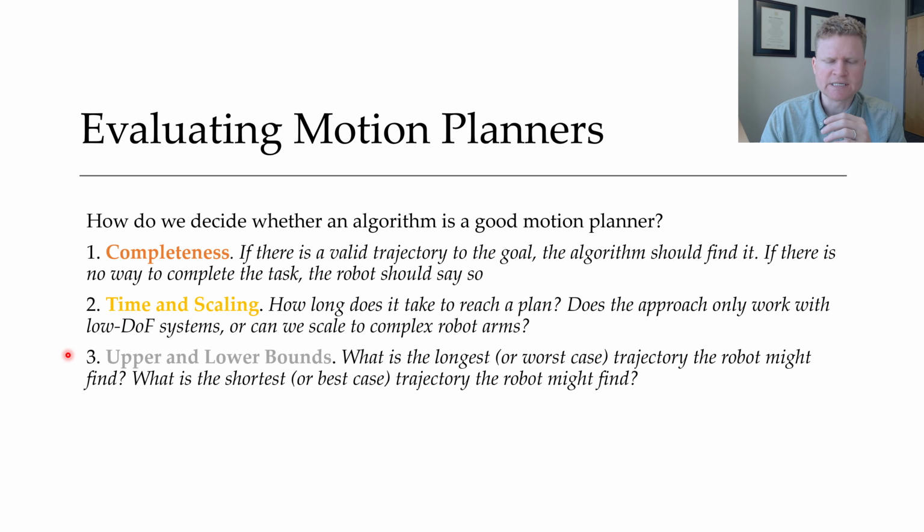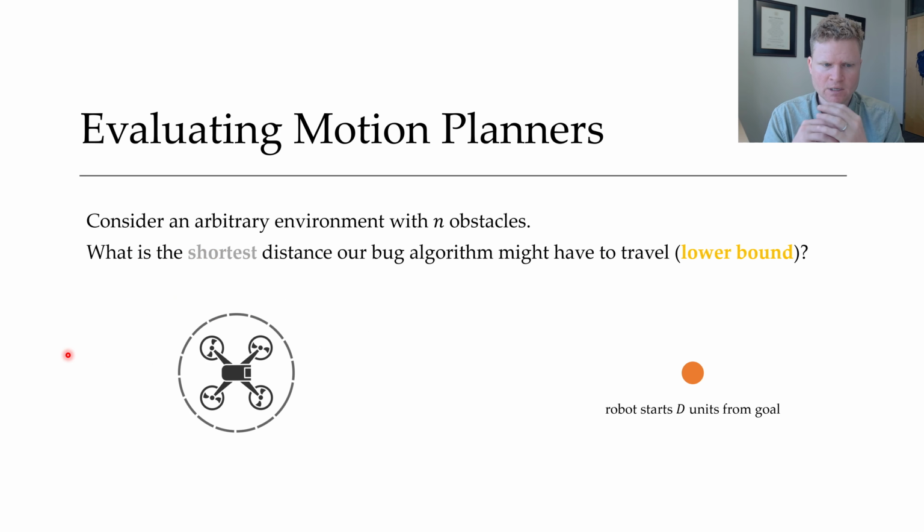The last one is these upper and lower bounds. So what's the longest or the worst case trajectory the robot might find? And then what's the shortest or best case trajectory that your robot might find? To better explain these bounds, I want to walk through an example using our bug algorithm. So this is going to refer back to the bug algorithm that we just came up with.